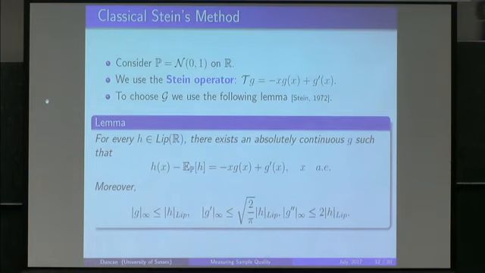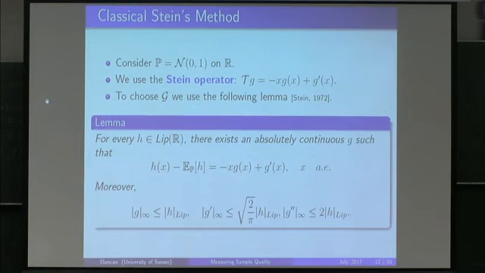The classical Stein's method was applied when the probability distribution was a standard Gaussian on R, and the choice of the Stein operator was this expression here. It seems to be pulled out of thin air, and it will be until I provide a different way of looking at it. Here the objective is to bound the distance between some probability distribution and the standard Gaussian.